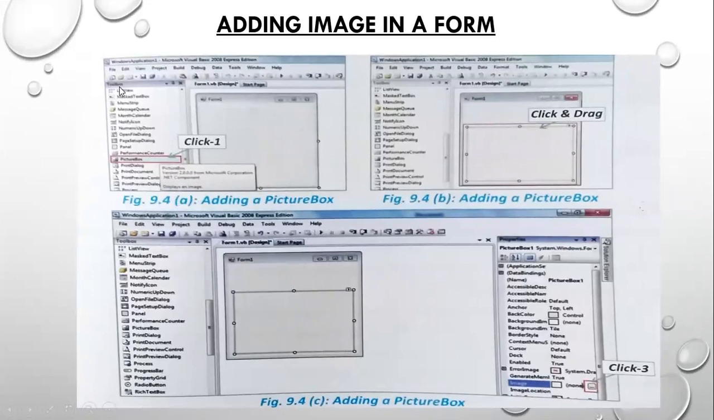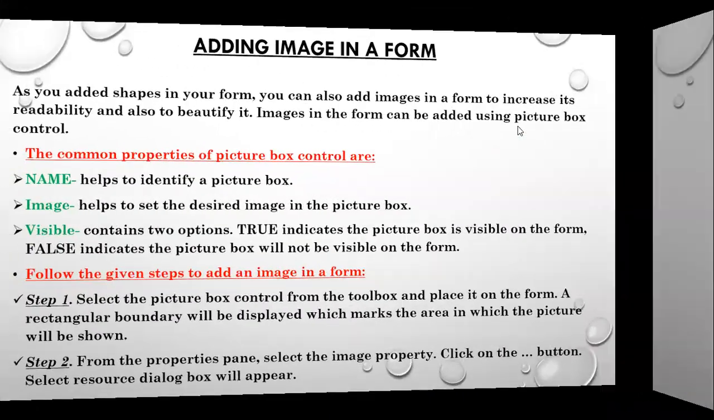So to your left hand side is your toolbox. If you're referring to your textbooks, you will have this on your page number 112. So 113 is your page number where you can see adding images into a form. When you select the picture box, this screen will appear on the form. This is a blank border that you can see. You can drag this and choose a size that is appropriate for you in which the picture should be fitting. Let's look at the next step.